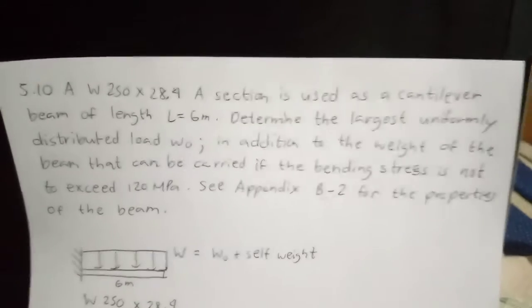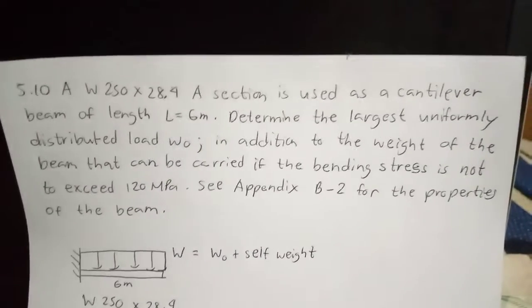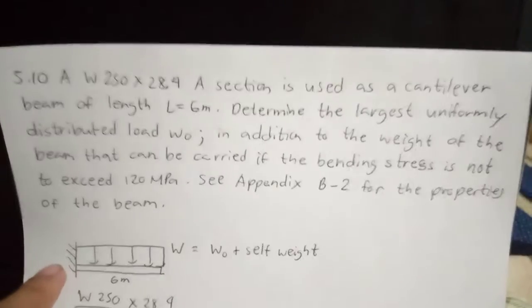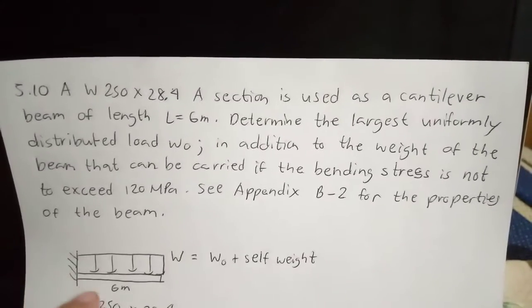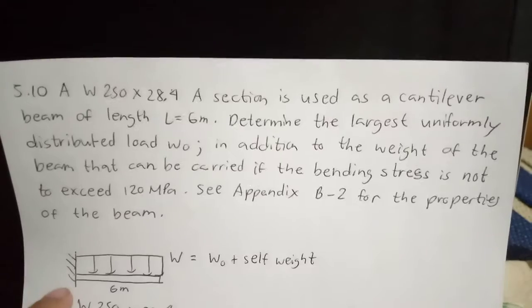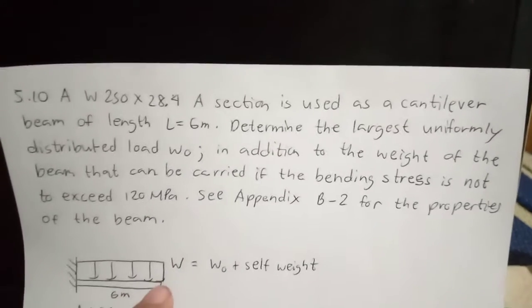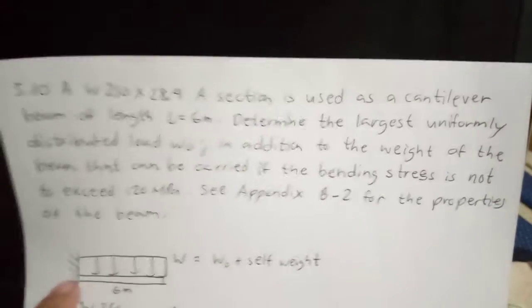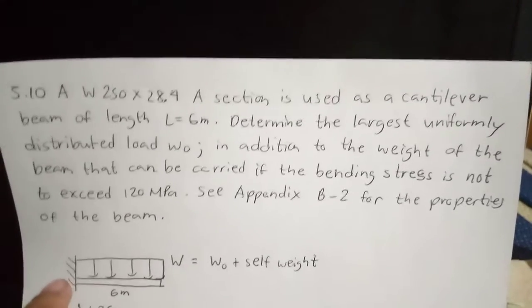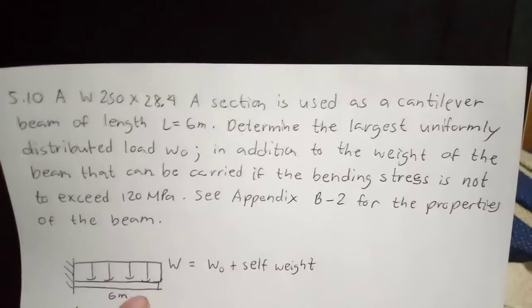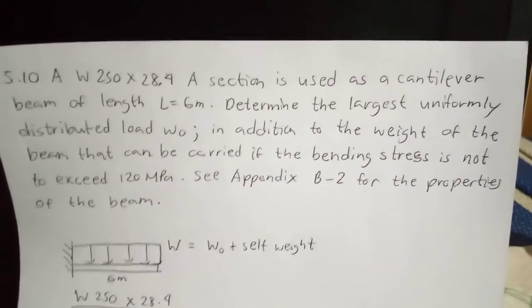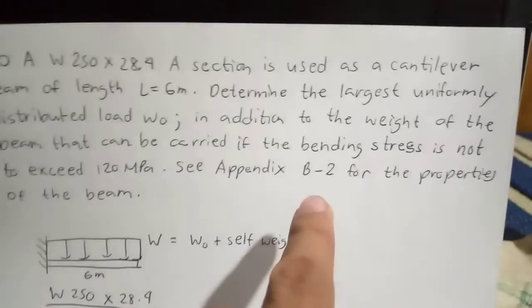When we say a cantilever beam, it means that one of its sides is free and one of its sides is a fixed support. So this is the cantilever beam: one side is fixed support and the other side is free. Since we have W250 by 28.4, we will find it in Appendix B2.